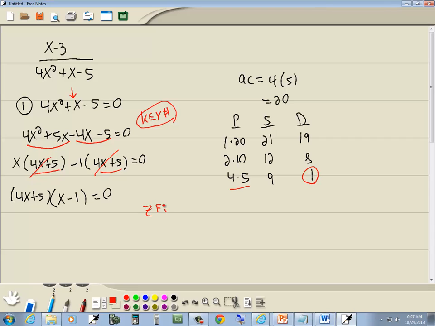We're next going to use the zero factor property. You get 0 on one side, you factor the other side, you set each factor equal to 0. So I've got 4x plus 5 is equal to 0, and I've got x minus 1 is equal to 0. Now 4x plus 5 is equal to 0. I take the 5 over to the right side. When you take anything across your equals, your sign changes. So the 5 becomes a negative 5.